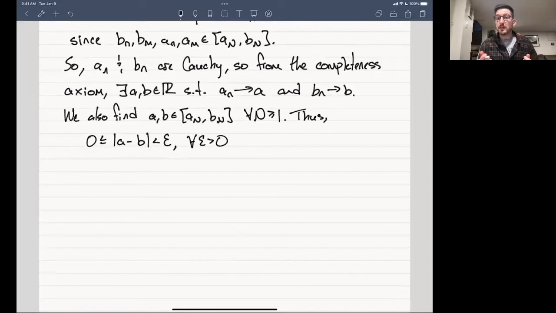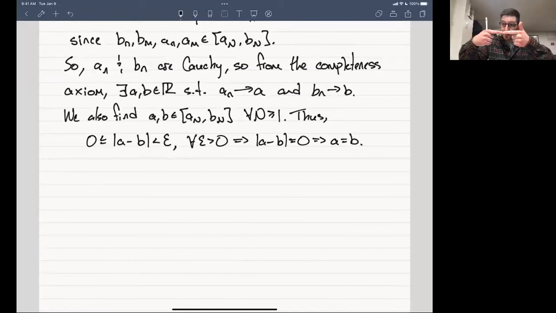Now, what this means is that I pick something that is not a negative number, so it's 0 or bigger, that is smaller than every possible positive number. So therefore, the only possibility is if this is 0. So this gives that A minus B is equal to 0, which tells me that A is equal to B. That's interesting, right? Because that tells me that A and B are Cauchy sequences converging to the same thing now.